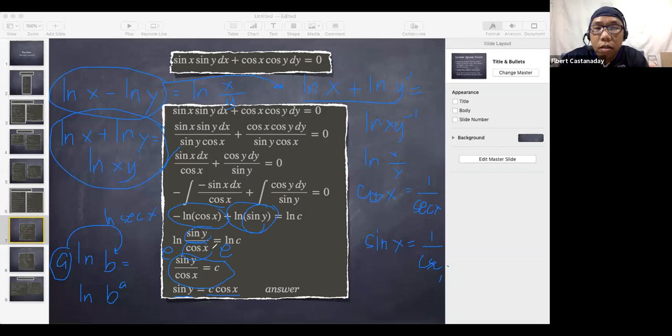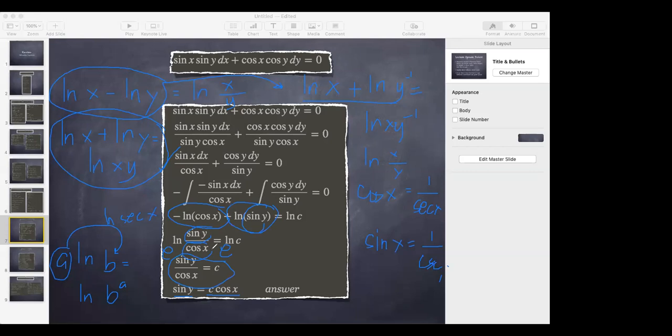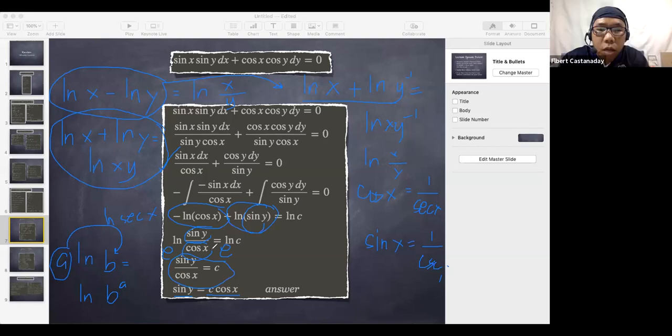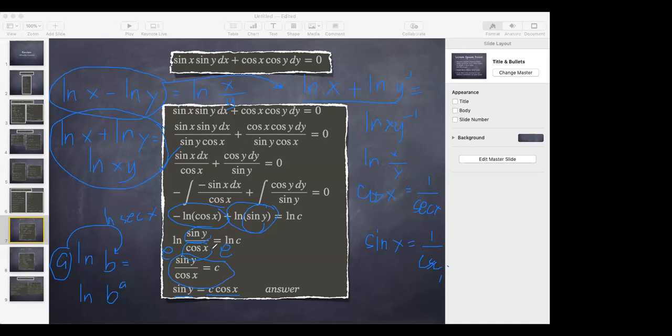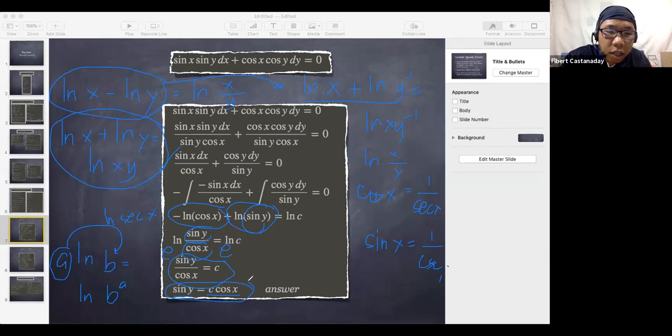Sin y over cos x equals c, yun na po yung final answer, sir. Sin y over cos x equals c, yun na po yung final answer sa baba, pwede rin po yung sa pinakababa. Nakita ko lang na pwedeng ganito yung final answer mo, or you can actually answer this one.